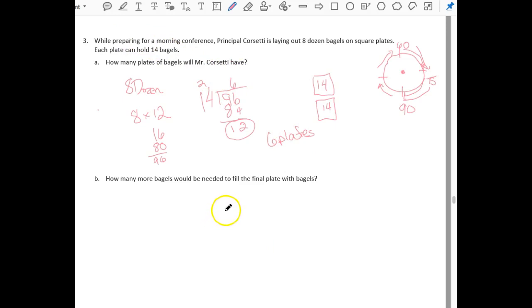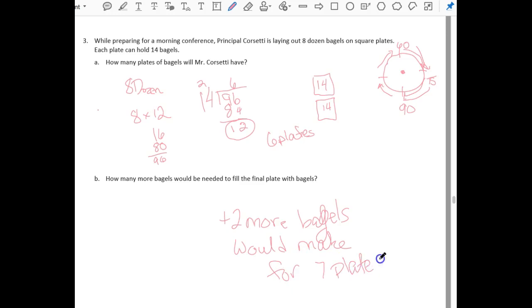What's the next question? How many more bagels would he need to have for a final plate? So if we have 12 left, and if we say plus 2 more bagels, oh, messy. It's okay though. 2 more bagels would make for 7 plates. There you go. All right.